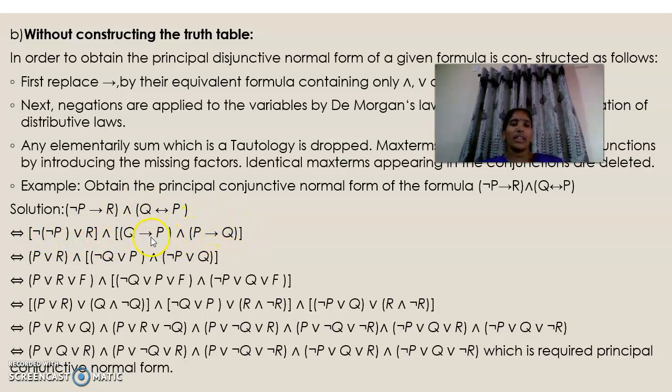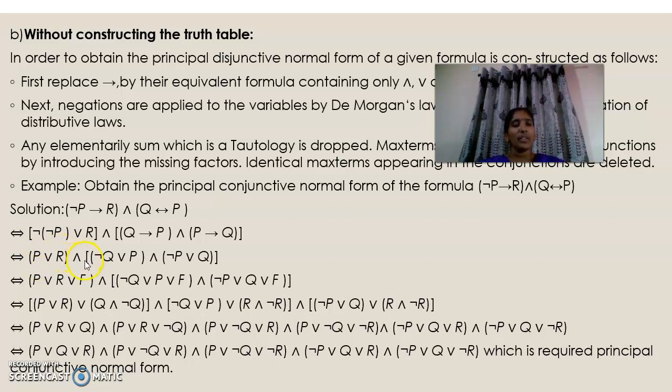Again, here a conditional statement is there. You have to apply Q conditional P is equivalent to negation Q or P, and P conditional Q is equivalent to negation P or Q. After removing the conditional statements, is there any negation in front? No, so directly go to the next step. Up to here, the given statement formula is a CNF, a product of elementary sums. So it is not a PCNF.